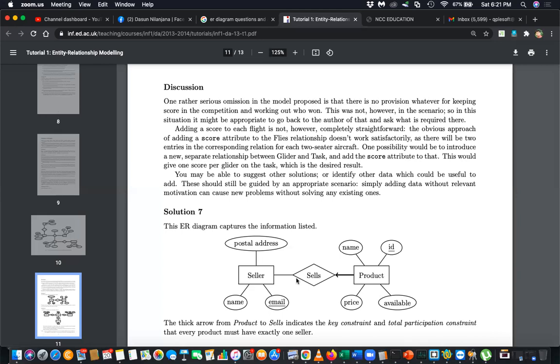So seller sells product. And anyway, cardinality is not mentioned here. So it's better to mention the cardinality too. What is cardinality or multiplicity? Can you remember? What is that?